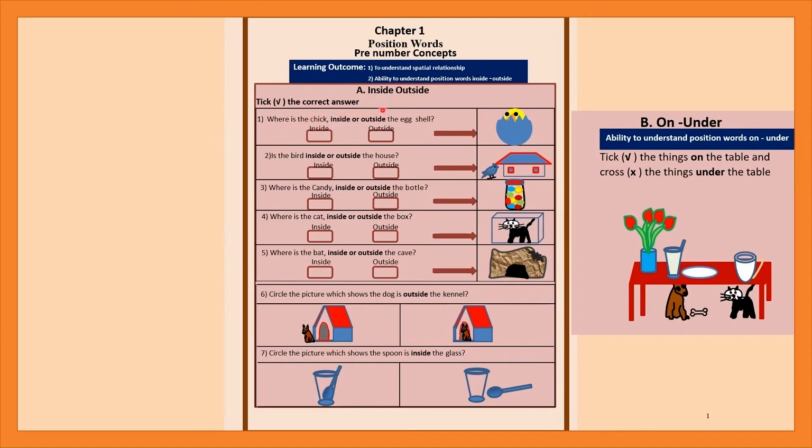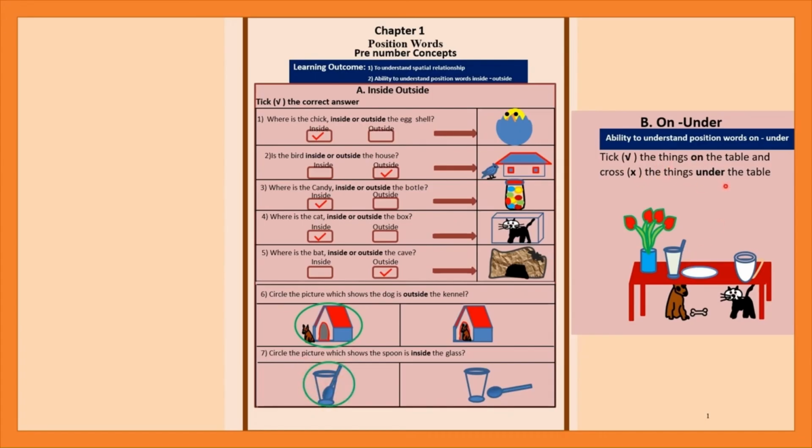Now tick the correct answer as the question says. Here, where is the chick? Inside. Then what about this bird? It is outside. You have to just go on putting tick marks. I've already explained all this to you, so I'm just going to do it very fast. Where are the candies? Inside. Where is the cat? Inside. Where is the bat? Bat is outside. Now here you have to circle the picture which shows the dog is outside. Here you have to circle the picture where the spoon is inside.